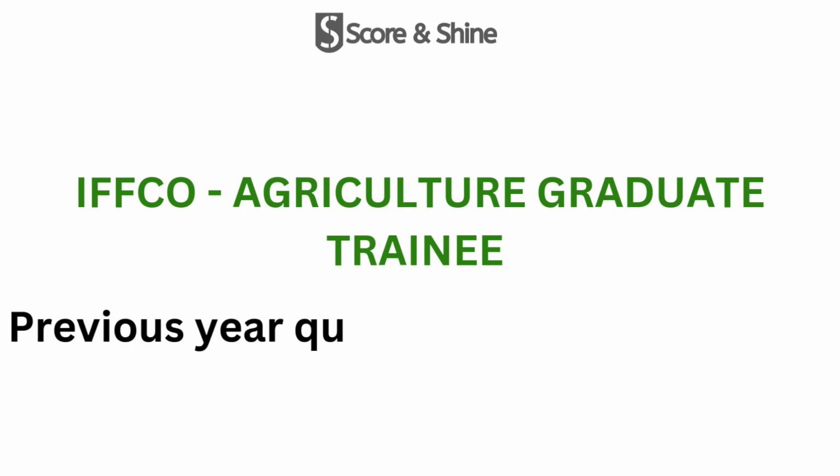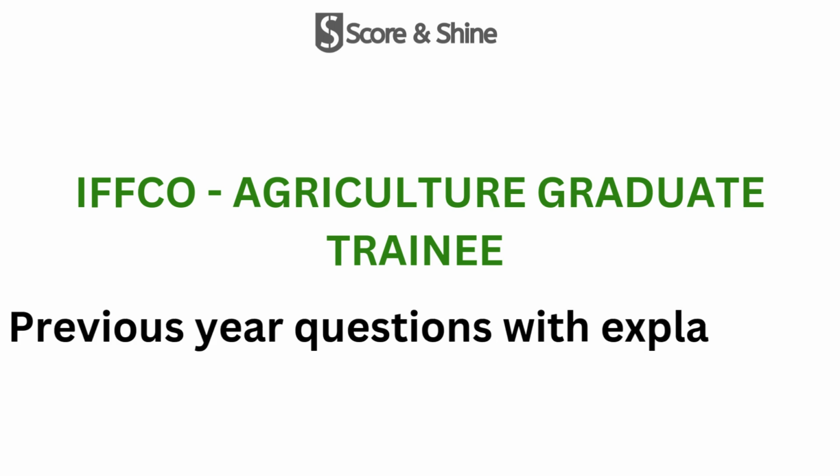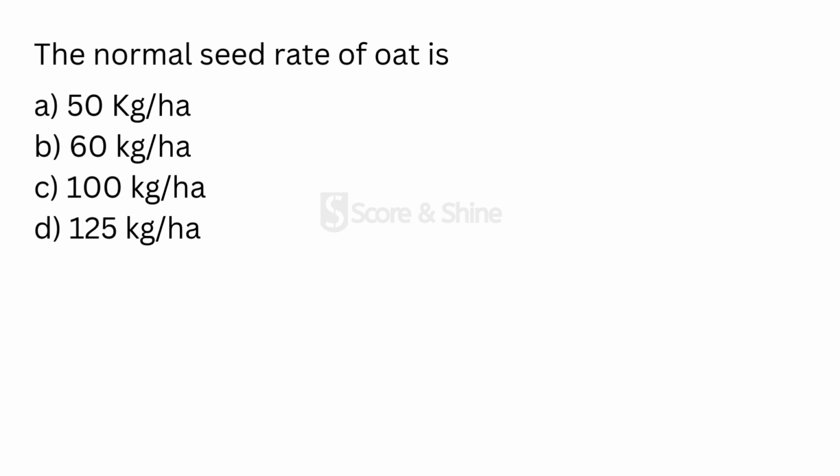Hello all, this video will be all about the previous year questions and explanation of IFFCO AGT exam. So first one, the normal seed rate of oats is? The answer is 100 kg per hectare. So here the scientific name of oats is Avena sativa and it belongs to the family Poaceae.